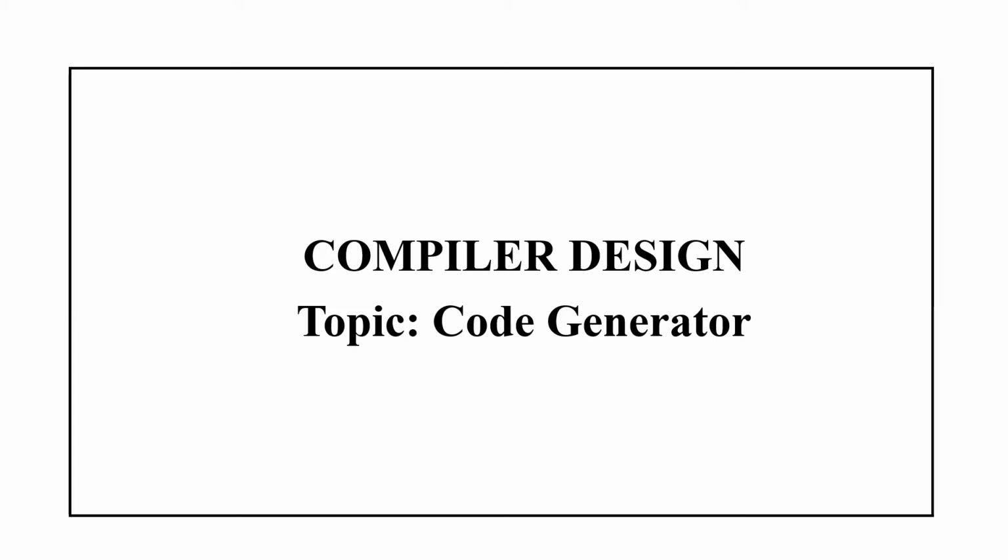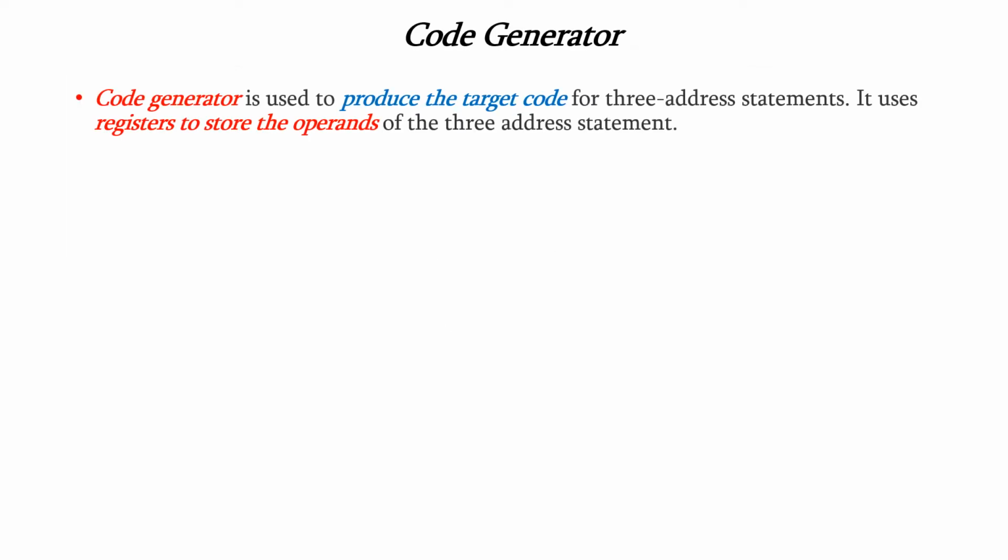Hello everyone. In this lecture, we are going to discuss the topic code generator in compiler design. Code generator is used to produce the target code for three address statements. It uses registers to store the operands of the three address statements.